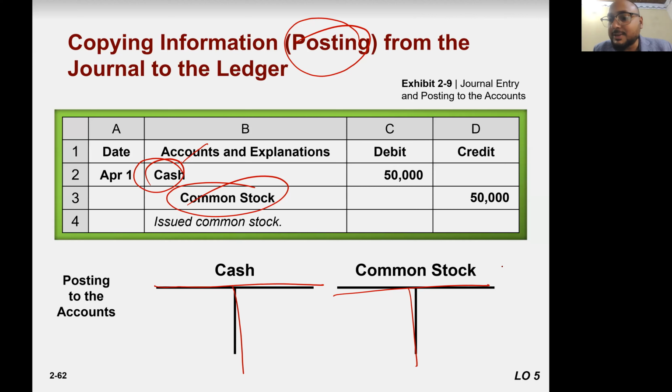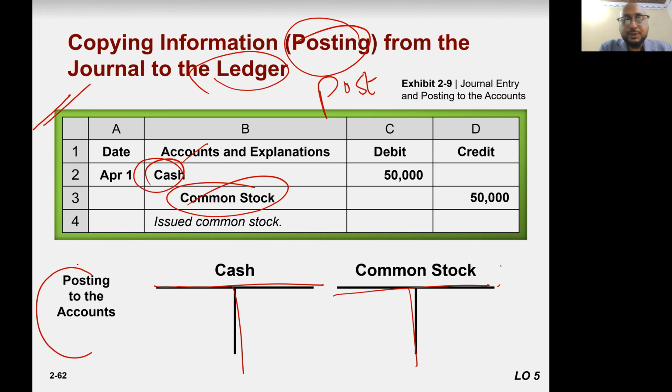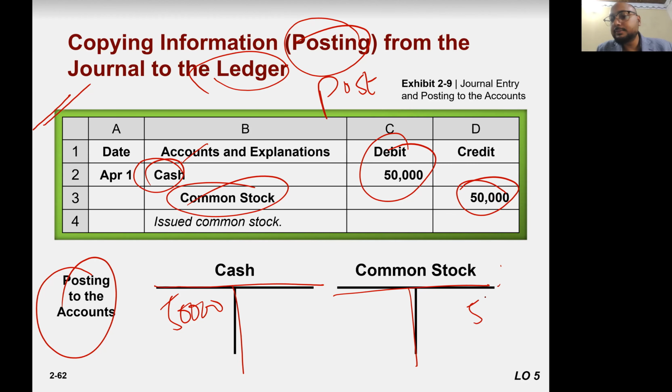We also call this ledger, L-E-D-G-E-R, which means posting. If the question mentions you post the transaction, it means you have to make a journal entry plus you need to post to the accounts, or ledgerize the entry. Cash here is debited. Write it down on the debit side. Common stock is on credit.